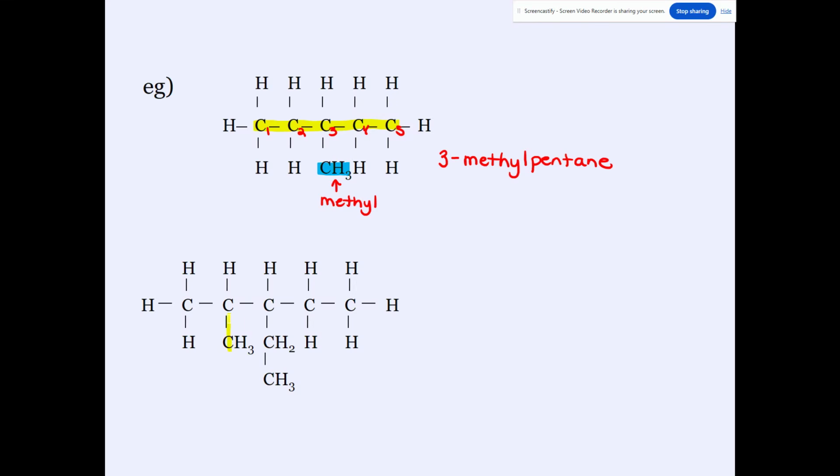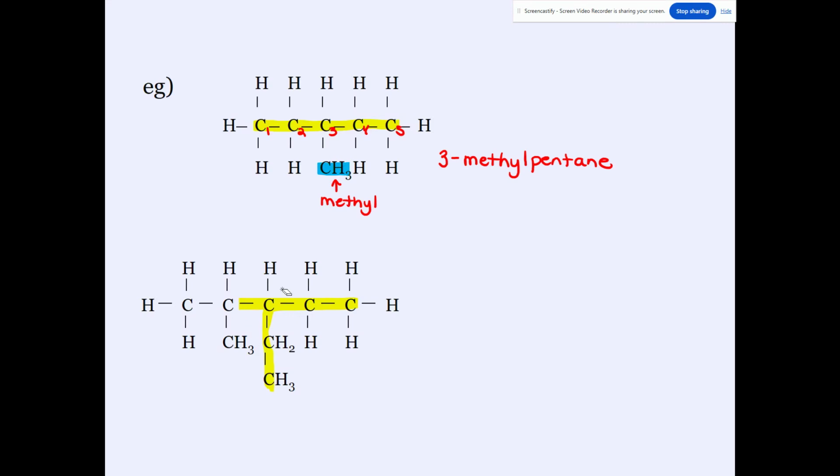Try this way. 1, 2, 3, 4, 5. Same thing. I have 5 carbons in a chain. Or I can go 1, 2, 3, 4, 5. Another 5 carbons in the chain. So you want to pick.